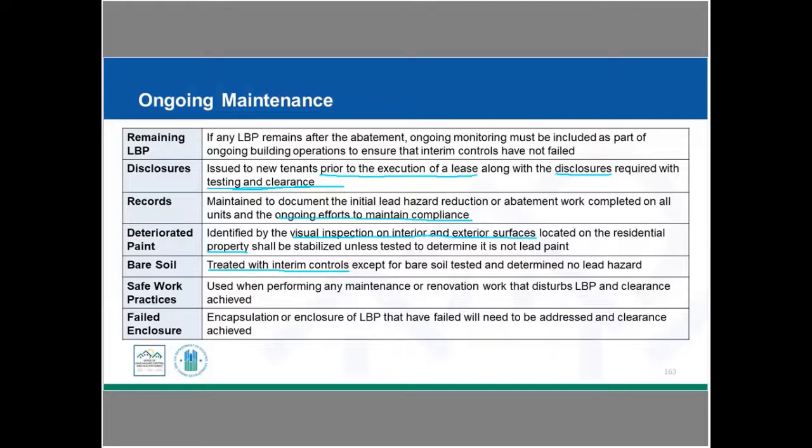We're also going to make sure that any maintenance or renovation work that's completed, we're going to continue to use those safe work practices. And again, the key here is anything that we're doing on this property, we want to make sure that we are not causing disturbance of lead-based paint, and anytime we are doing maintenance or renovation work, we're going to follow the requirements for when we are required to have clearance on that.